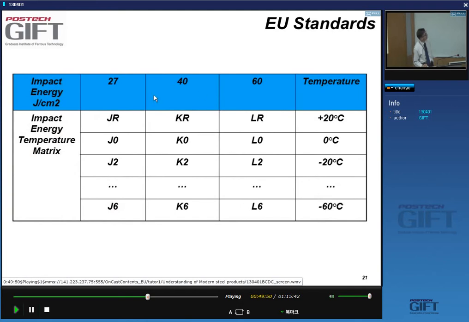Let's have a look. These specifications for toughness are, for instance, if you specify K0, it means that at 0 degrees C you want a minimum impact energy of 40 joules. This is also specified. So for instance, in shipbuilding you can have a vessel with specific requirements. You say, I want at least 27 joules of toughness at minus 20, then you will have to specify J2, okay?